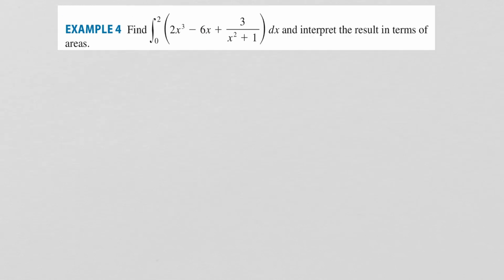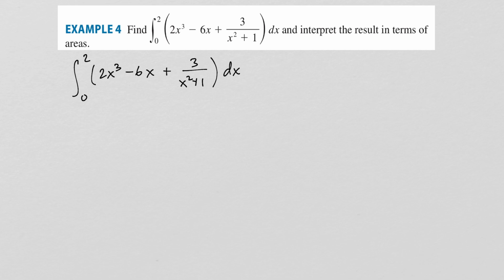In our next example, we wish to find the integral from 0 to 2 of this rather complicated function, and then also to interpret the results in terms of areas. So first, let's compute the integral. We have the integral from 0 to 2 of 2x cubed minus 6x plus 3 over x squared plus 1. Now, I feel like I should show you how to separate this integral in case you prefer to do it this way. Sometimes I show this step, sometimes I don't. In the previous example, I did not.